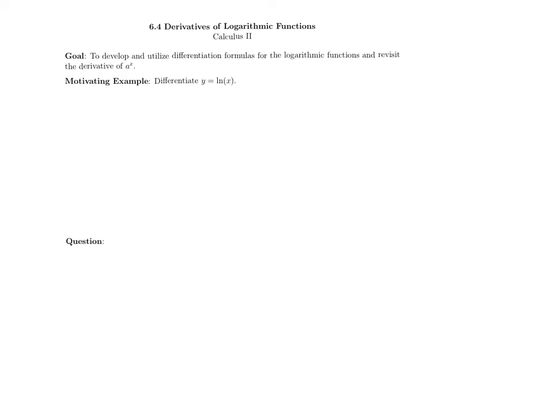Good day and welcome to part one of our discussion on differentiating logarithmic functions. And we're going to just jump right into it. That is, can we somehow come up with a formula to represent the derivative of the natural log?